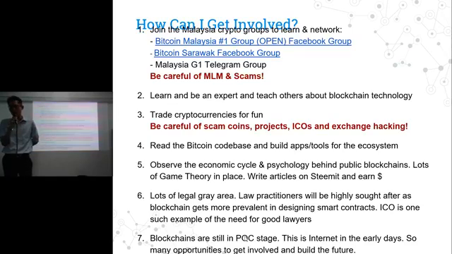If you're an economist like me, observe the cycle. There's a lot of game theory at play. You can also take a look at Steemit if you want to. It's a decentralized Reddit where, if you write articles, you can get paid via Steemit tokens.